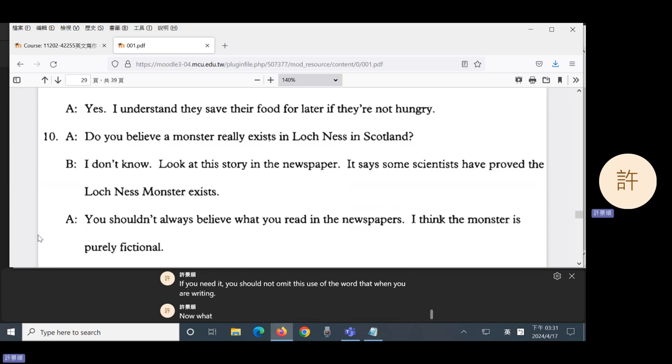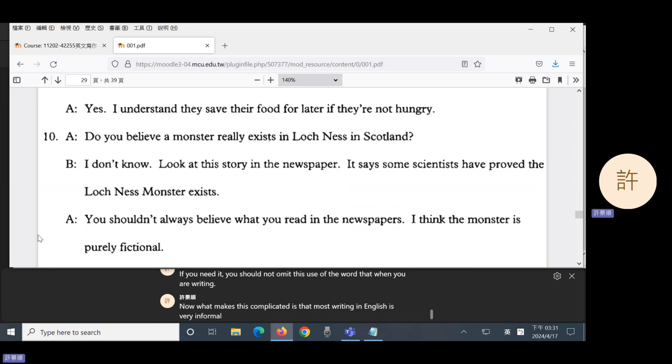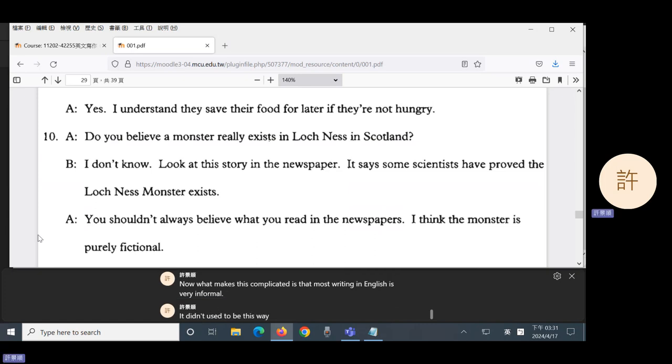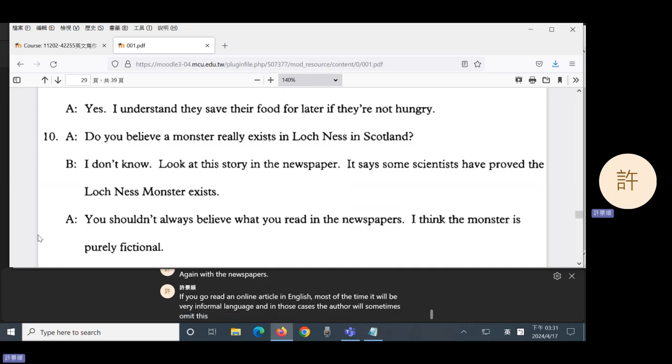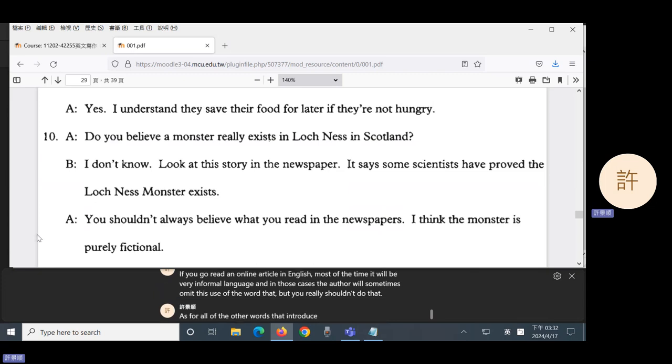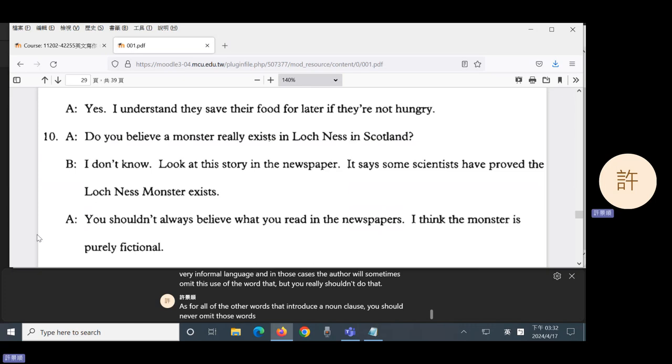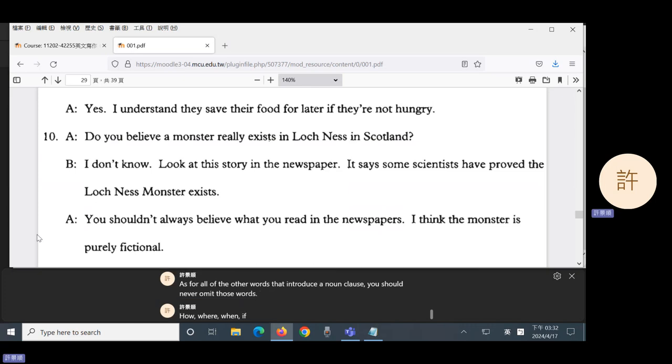Now, what makes this complicated is that most writing in English is very informal. It didn't used to be this way. But today, if you go read an online article in English, most of the time, it will be very informal language. And in those cases, the author will sometimes omit this use of the word that. But you really shouldn't do that. As for all of the other words that introduce a noun clause, you should never omit those words. How, where, when, if, never omit those words.